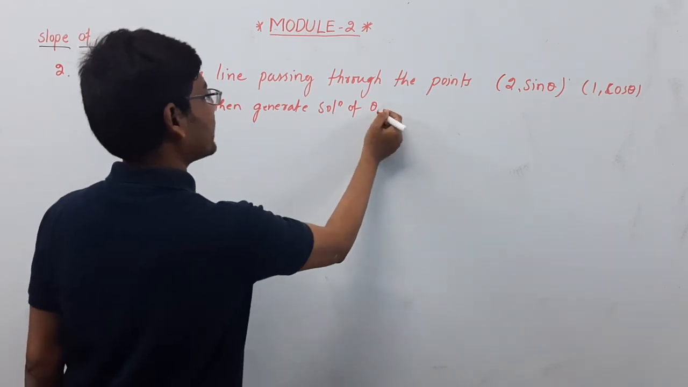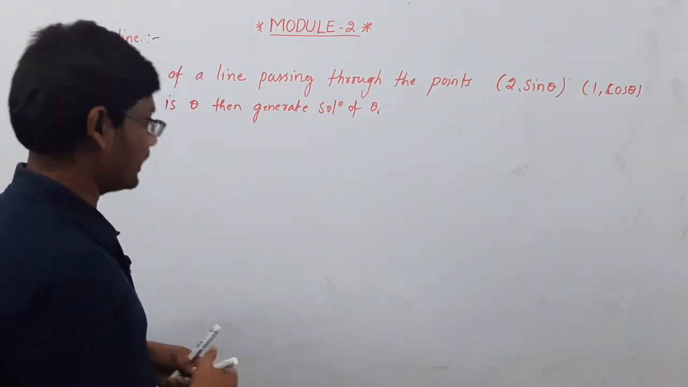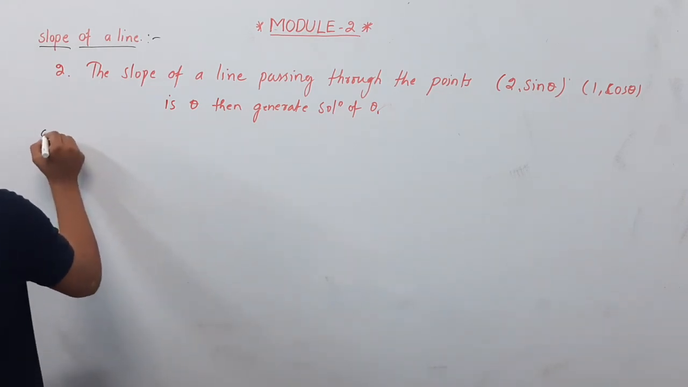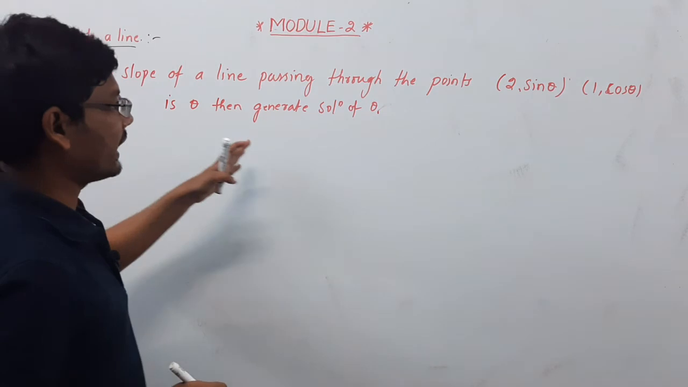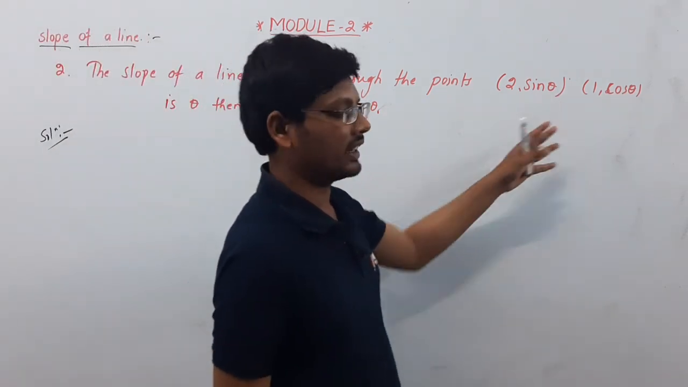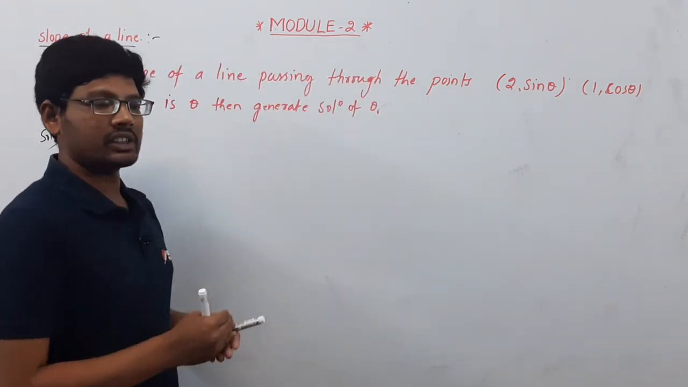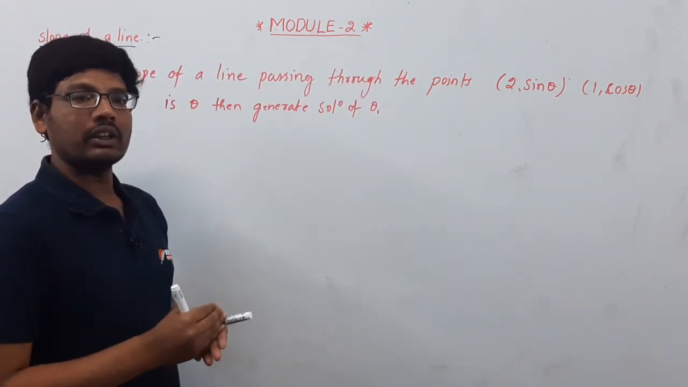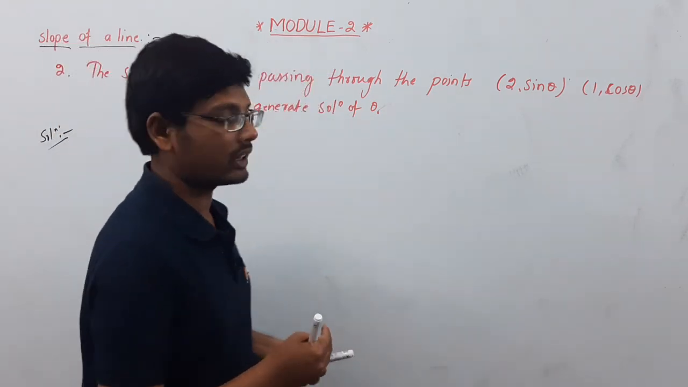First we have to find the theta, and then after we have to find the general solution of theta. Here the solution for this question is, first understand the question. The slope of the line passing through the points is given. Whenever 2 points of a line are given, we can find the slope easily. The formula of slope is y2 minus y1 by x2 minus x1.